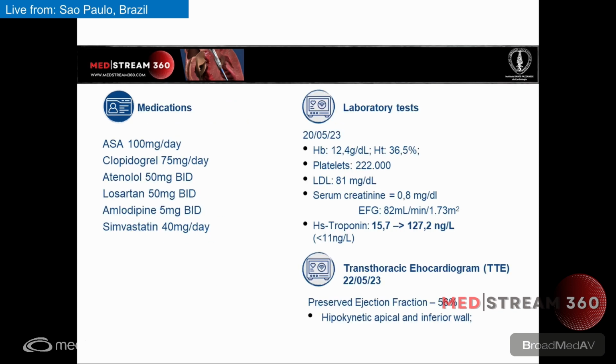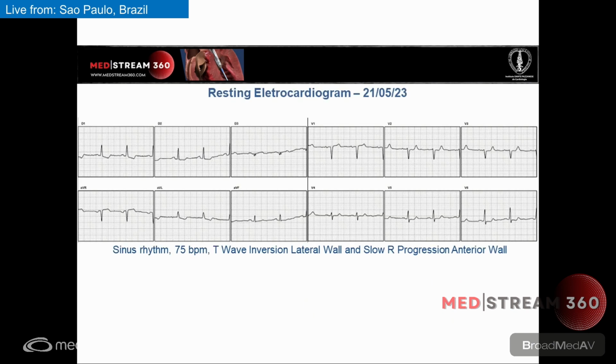She's on a wide variety of medications, including DAPT. Her labs are pretty much normal, except for her troponin, which in the emergency department was 15.7 and went up to 127. She had a TTE on admission, with preserved ejection fraction and hypokinetic apical and inferior wall. Her EKG shows sinus rhythm, with T-wave inversion on the lateral wall and slow R progression on the anterior wall.